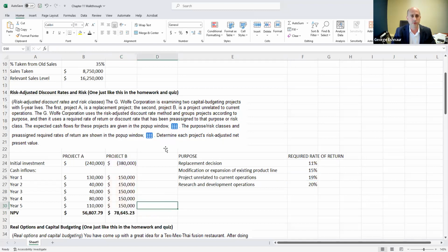And based on this, the first part of the question is determine each project's risk-adjusted net present value. We've done that. Now, I believe there's some follow-up like Part B, Part C. If we had to choose one or the other, we would choose the one with the higher net present value. If we could choose multiple projects, we would choose the highest two, which in this case would be both of them. We would select them because their net present value is positive.